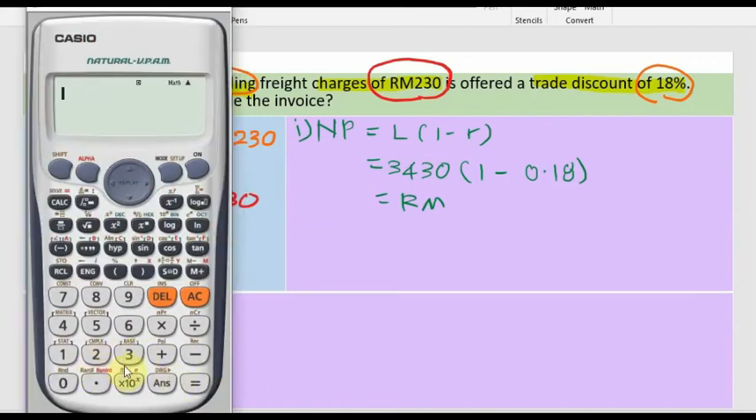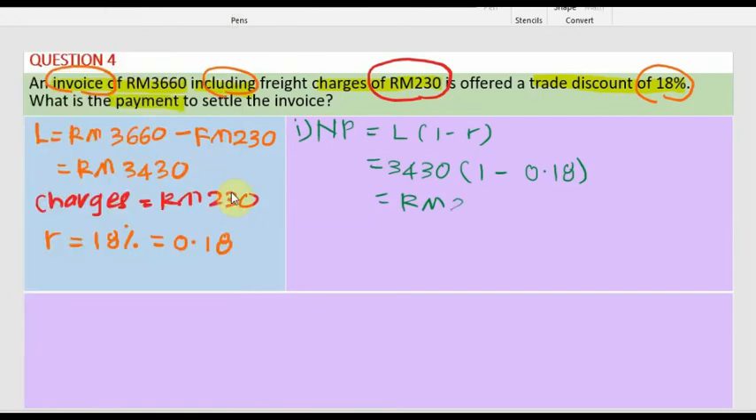So we have 3430 times 1 minus 0.18. What is our answer? Converting into decimal, 2812.6. Next, we have to find our payment.